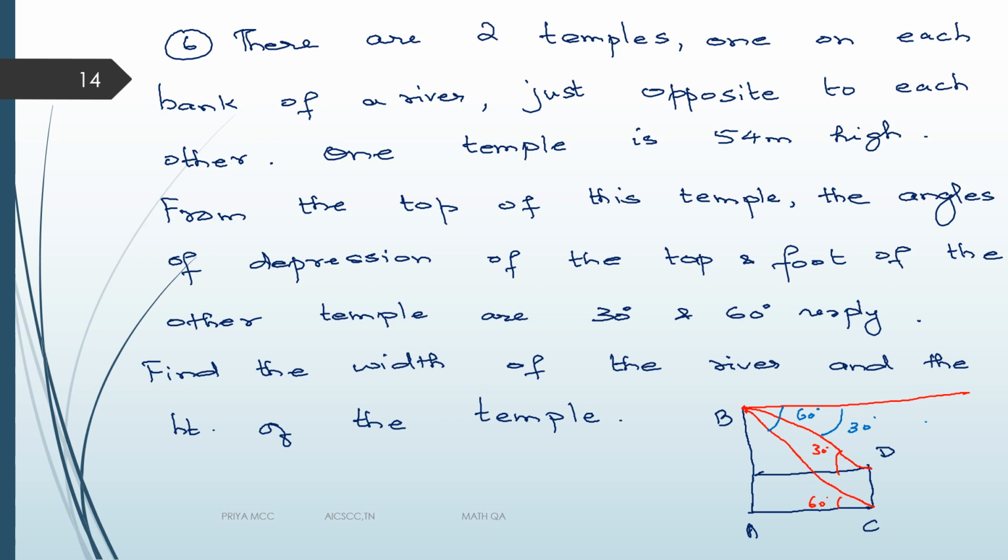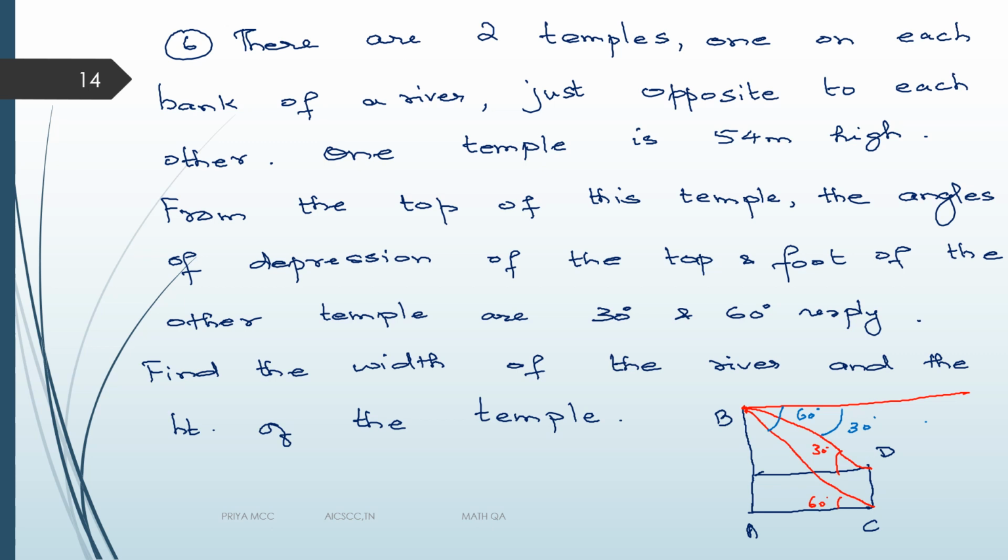60 is the larger one. Do you understand? 60 is the larger angle, 30 is the smaller angle. So the top will have 30. Base will have 60. In fact, the question is very clear. From the angles of depression of the top and foot of the other temple are 30 and 60 respectively. So top is 30, foot is 60 is understood by using that word respectively. Even if you have confusion by looking at the angle of depression, you will be able to fix it.